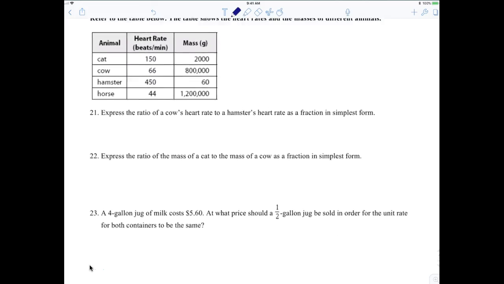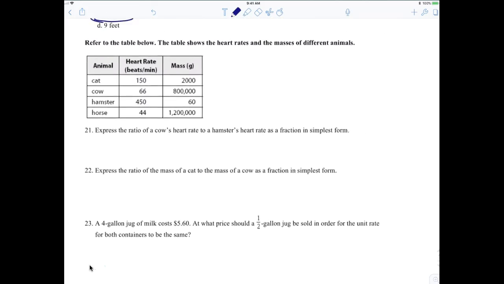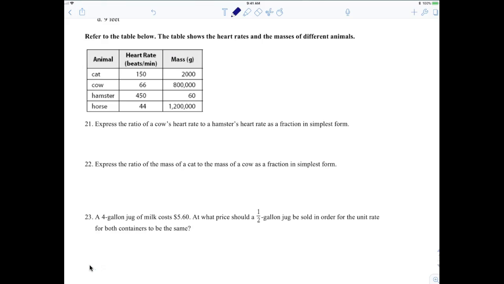Now, here we have to read the charts carefully, please. Read the charts carefully. It says, the table shows the heart rates and masses of different animals. Express the ratio of the cat's heart rate... So the cow's heart rate, I'm circling that, and the hamster's heart rate. The hamster is what? 450. 450. All right. 60 minutes. What is that? Hamster's heart rate.